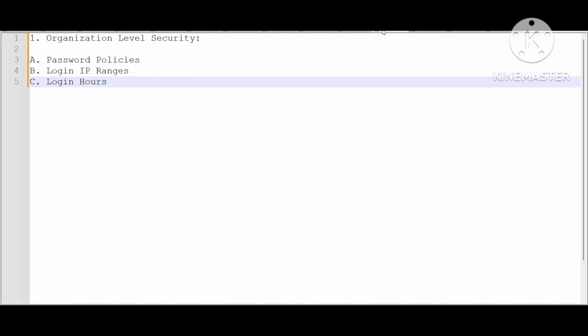Okay. Then if we talk about the organization level security, the first thing that comes to our mind is the password policies, the login IP ranges, and the login hours. The password policies control when we want the user's password to expire and when they need to reset it forcefully from our side. The login hours control at what duration the user can log in. With the IP ranges, if we want to control, say, that only this particular IP range can log in, these things come under the organization level security.